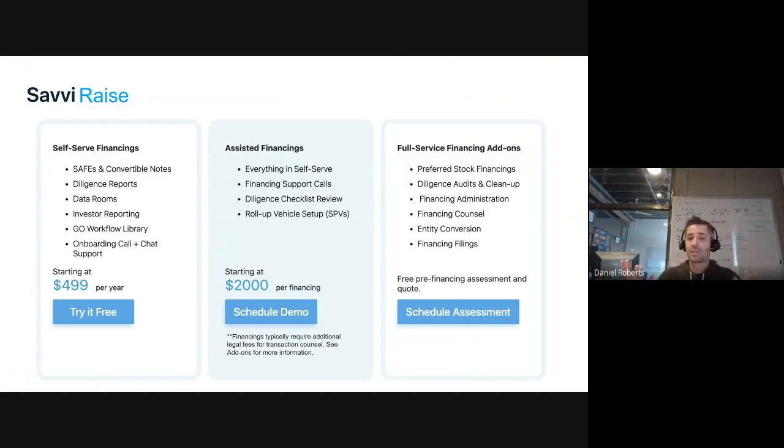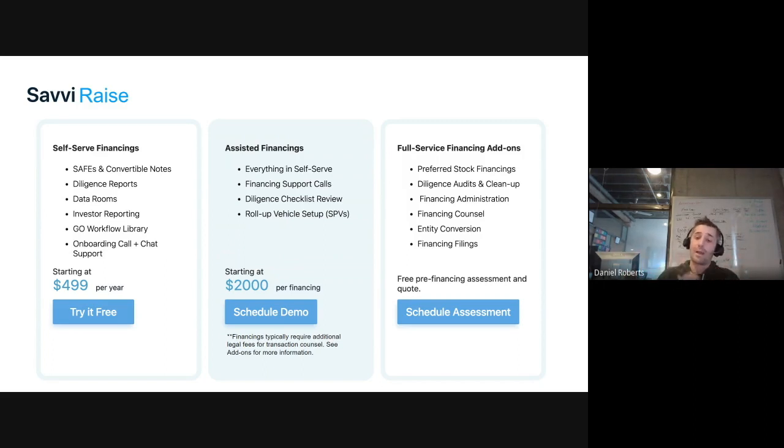We are a fraction of the cost compared to your standard law firm. So we work with financing counsel partners who work under the Savvi model, meaning they're going to use the platform to streamline signature collection, data rooms. They're not going to be churning billable hours on your financing. If you engage with our partner law firms, you're going to get an efficient and effective financing experience.